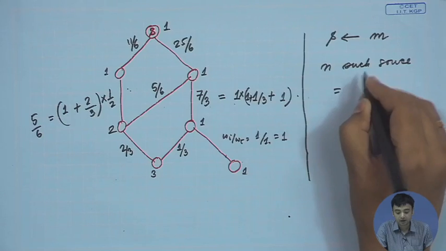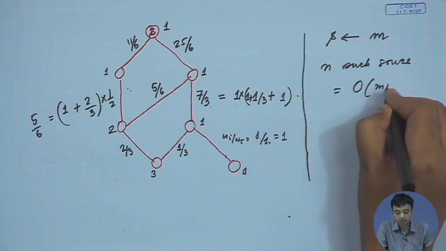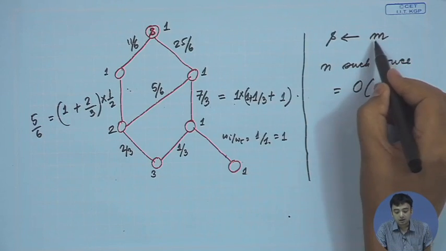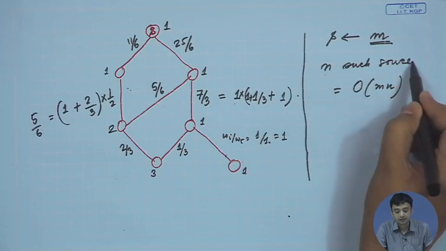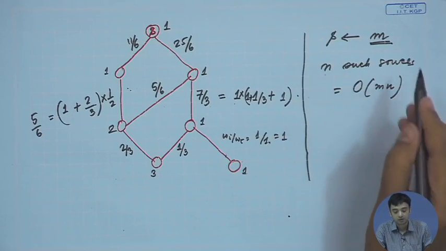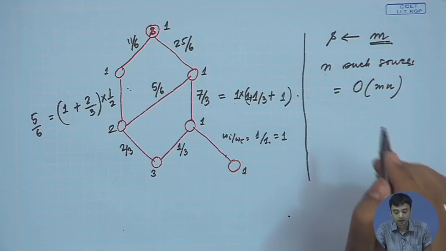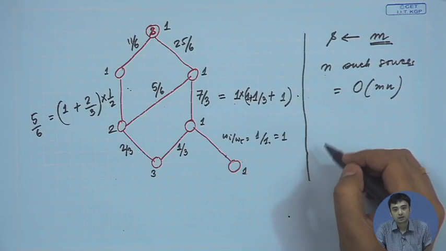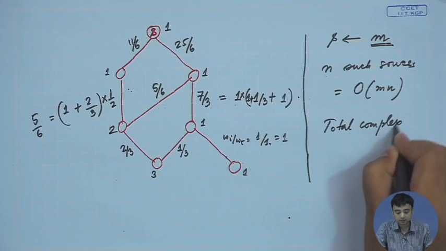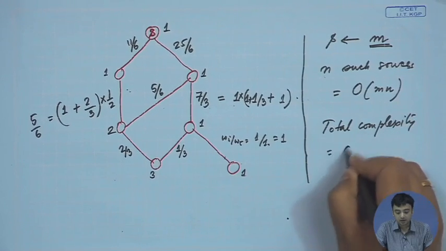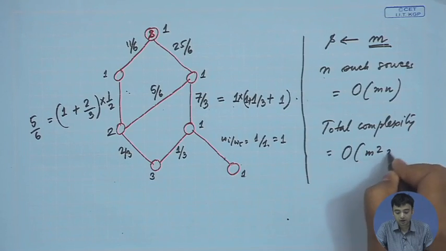So, the complexity becomes order m into n, because for every single source you need m time. There are n such sources in the network. If there are n nodes in the network, that will give you order mn, and now you have to execute this for every individual edge until all the edges have been removed. So, the total complexity is order of m square n.